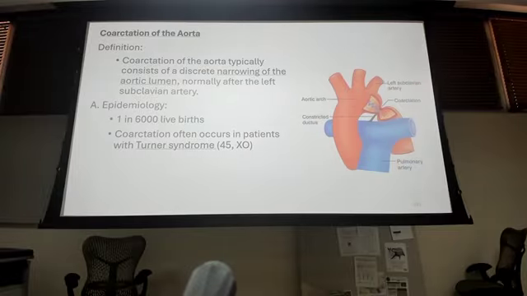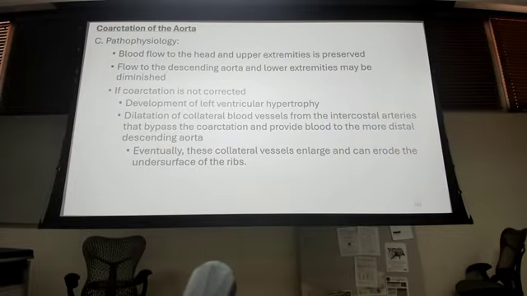Then we talk about coarctation of the aorta and how you can see this in patients with Turner syndrome or 45XO, and how you get this narrowing of the aorta, which then can cause blood flow problems down into the lower body and into the lower extremities. So the blood has to find a way to get around that narrowing, and unfortunately it tends to go up to the upper extremities, up into even the central nervous system, which then can cause some problems.